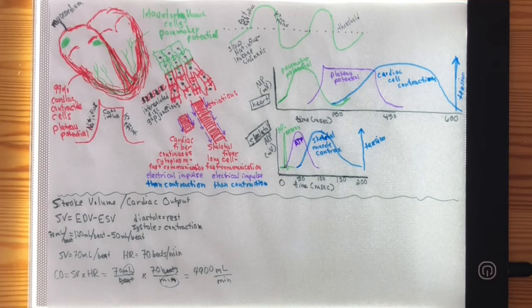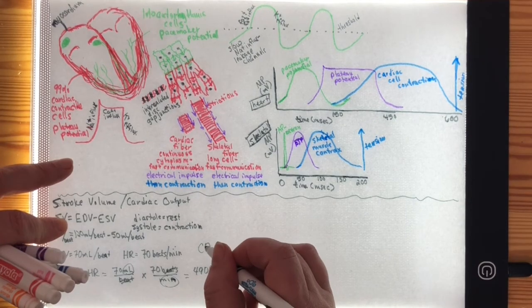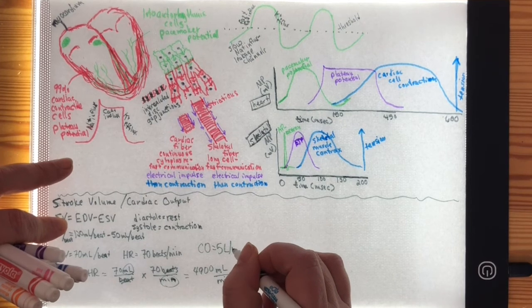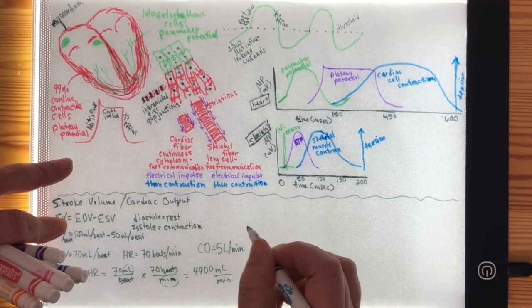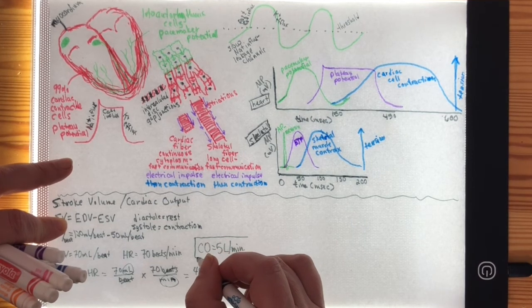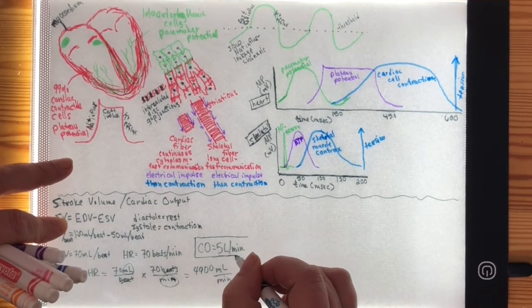Now this is a pretty typical cardiac output. Typical cardiac output, I'm just going to put a box around this, is going to be 5 liters per minute. This number, I know there's a lot of information here, but you must remember this number. You must remember 5 liters per minute. It's going to come up several more times this semester. Your cardiac output is 5 liters per minute.